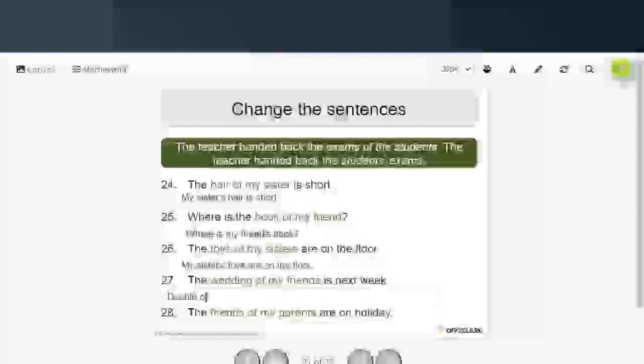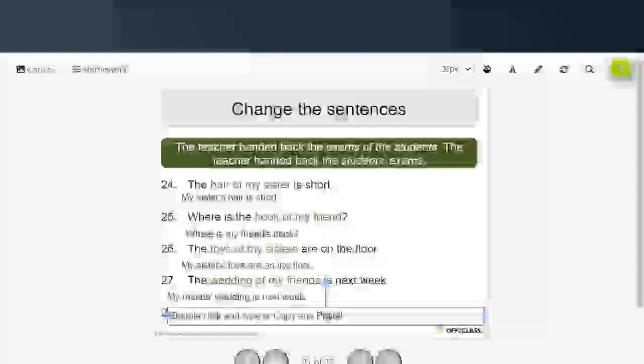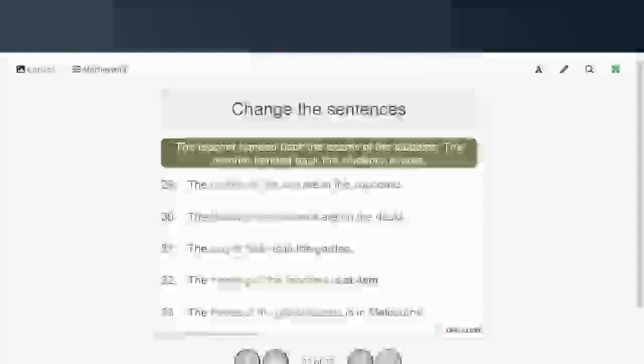So it would be my parents' friends are on holiday. Okay, the clothes of the boy are in the cupboard. Just going to do these like this so it's a little easier. So it would be the boy's clothes.